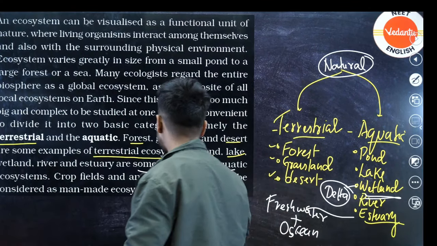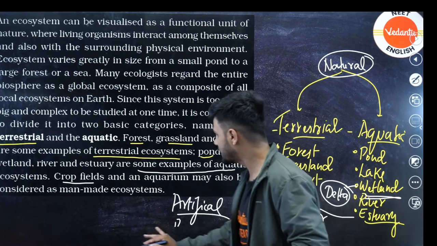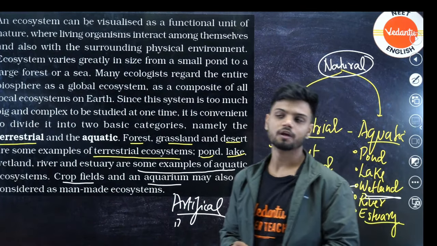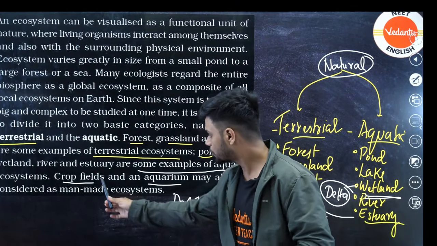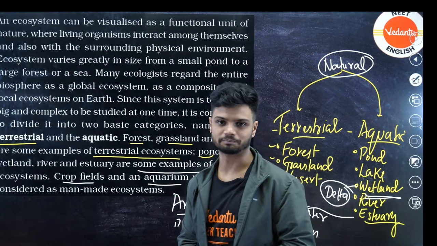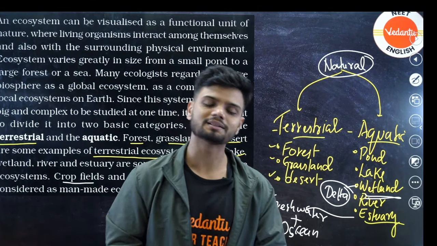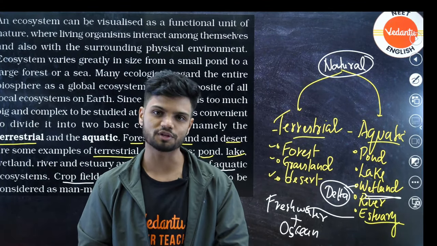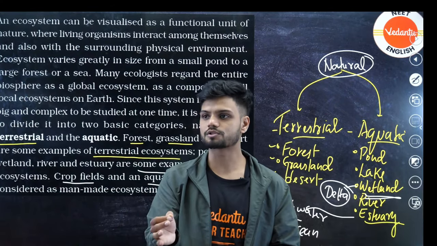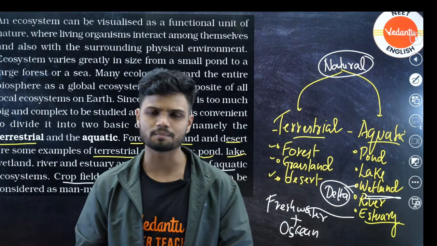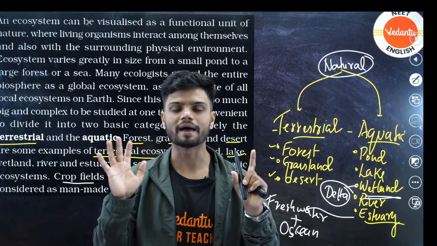The examples for your artificial ecosystem are cropland, the first one, and the second one, an aquarium. So, NCERT is giving you two types of artificial examples here: cropland and aquarium. Now, can anyone in the chat tell me what are the other examples for artificial ecosystem? Yes, botanical gardens. Exactly, Preeti. Zoo, botanical gardens, aquariums, right? All of these are examples for artificial ecosystem.